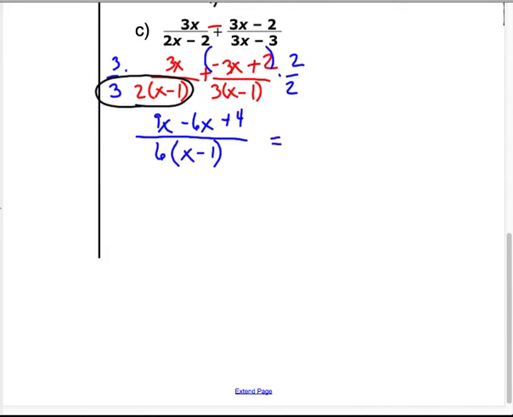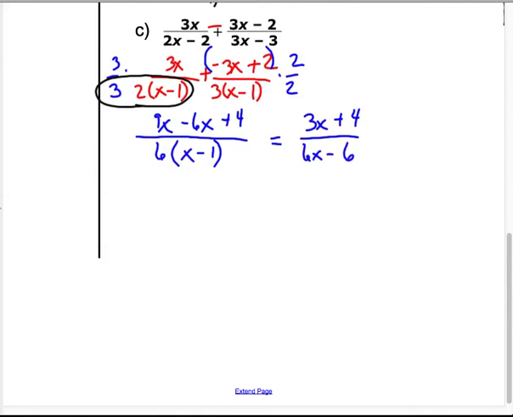So I'm going to simplify the numerator further. 9x minus 6x is 3x plus 4, which is completely factored. And when I look at my denominator, which is completely factored, there's no common factors. So I'm going to go ahead and distribute that 6 to put it in standard form. And then talk about the domain restrictions.